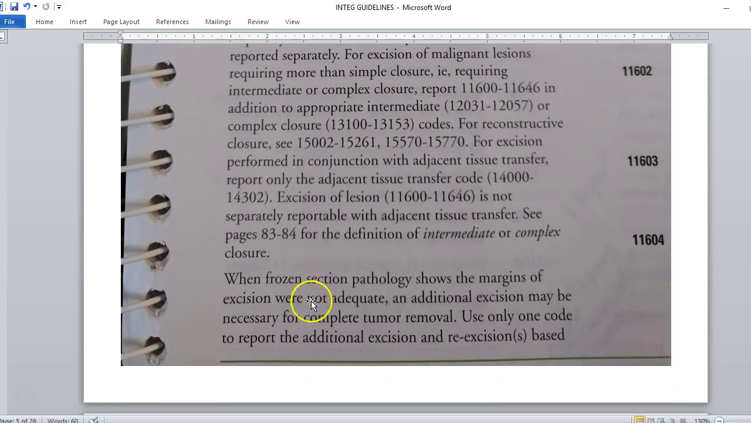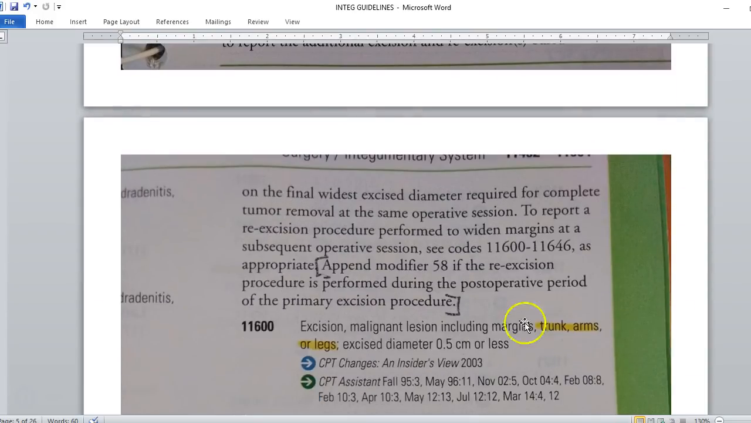However, starting down here, so this is the bottom left-hand side of page 81. When frozen section pathology shows the margins of excision were not adequate. So again, frozen section pathology is while the patient's still on the table, we're sending down a piece of tissue to pathology to confirm whether it's benign or malignant, okay? So if the margins of the excision were not adequate, an additional excision may be necessary to complete tumor removal. Use only one code to report the additional excision and re-excisions based on the final widest diameter required for complete tumor removal at the operative session.